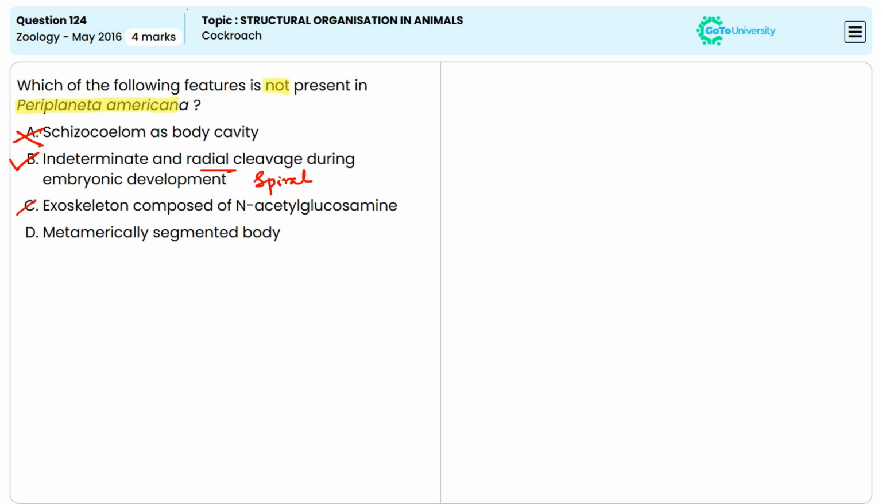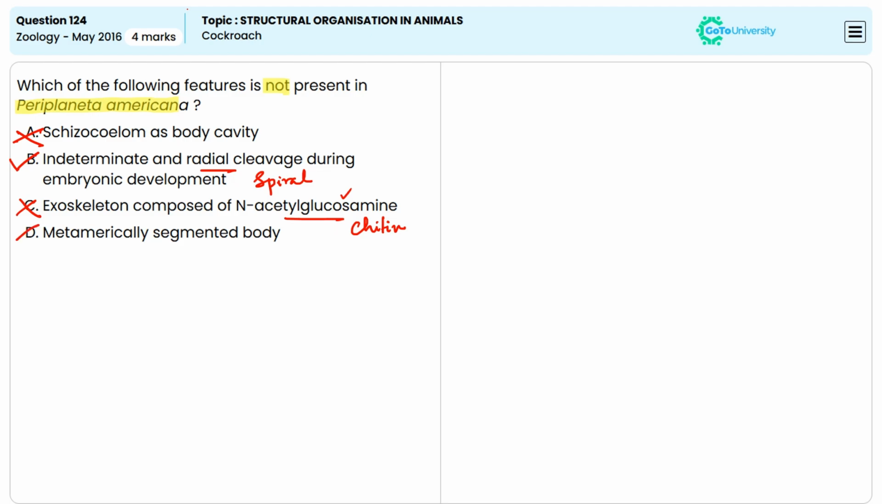Coming to option C, exoskeleton is composed of N-acetyl glucosamine. This is a true statement because the exoskeleton of Periplaneta americana is made up of chitin, and chitin is a polysaccharide which is made up of N-acetyl glucosamine. So option C is an incorrect answer.